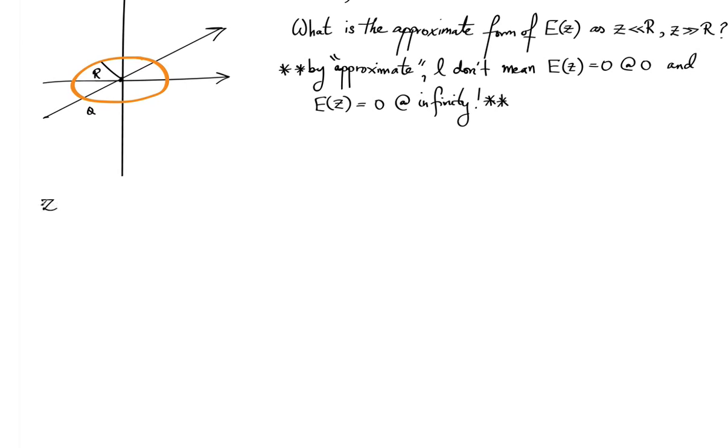So first of all, let's take the situation of, let's say, z much, much bigger than r. Okay, so this point is really, really far away from the ring. And again, we have, I'll just rewrite this really quickly. And you'll notice I'm pulling the k and q out in front.